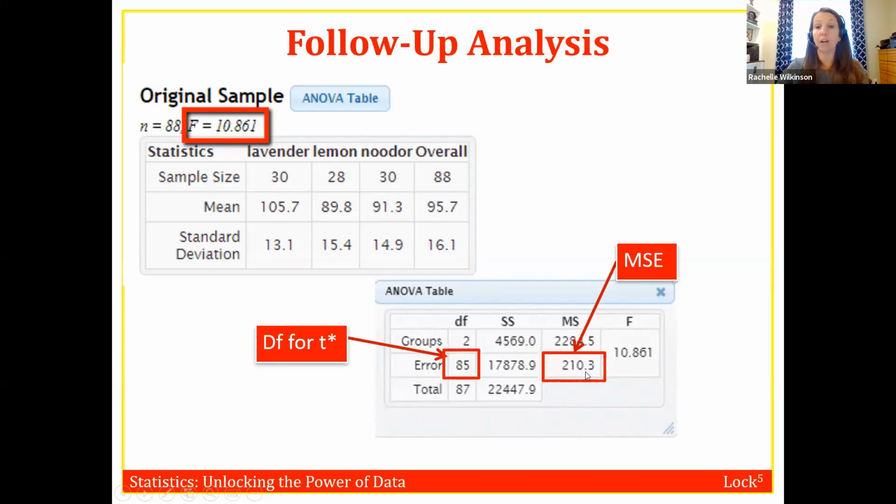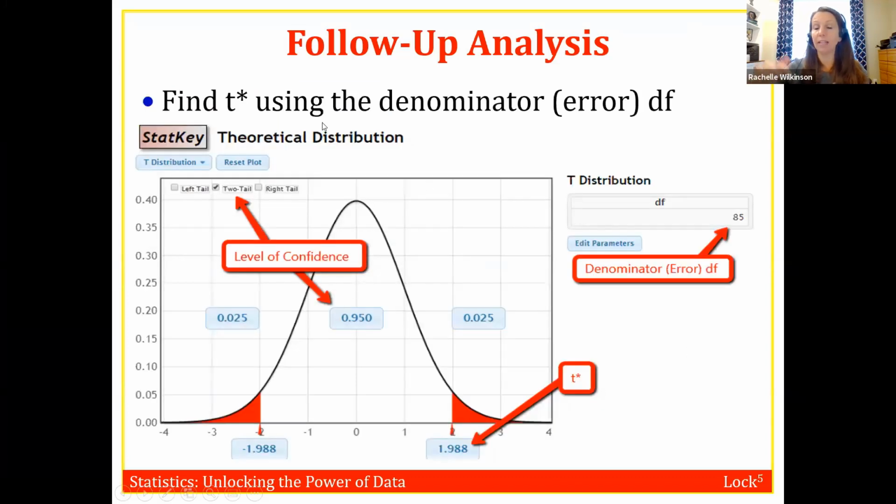Now, next I also need to know my t star value. The degrees of freedom for t star are the denominator or error degrees of freedom, which in this case was 85. So I find that t star just like I've been finding t stars all along.